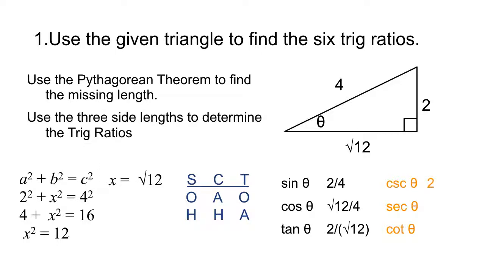The cosecant is the reciprocal of the sine. So 4 over 2, or 2. The secant is the reciprocal of the cosine. 4 over the square root of 12. Again, you're going to want to rationalize that denominator. The cotangent is the reciprocal of the tangent.